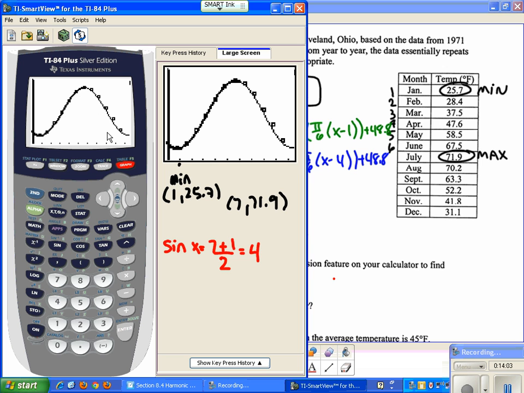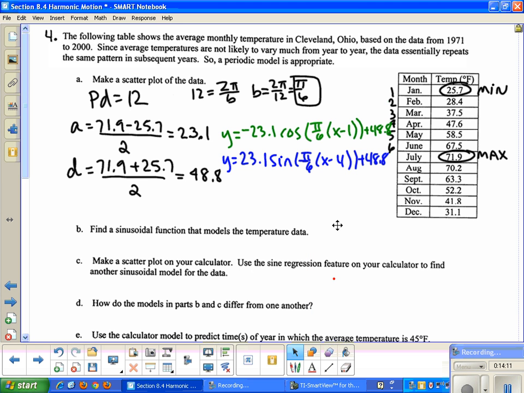And then there's the second equation with the sine graph, which essentially is the same thing. I just made it a little bit thicker so that you could see it's the same line. So either of the two equations would be good. So those are our two equations, and it says, now we want to use the sine regression feature on our calculator to find another sinusoidal model for the data.